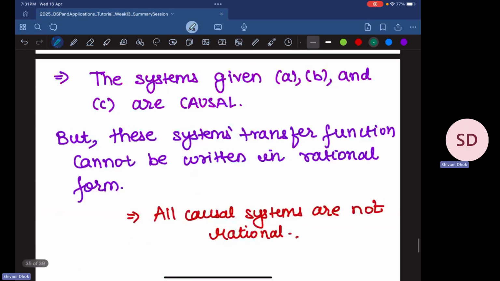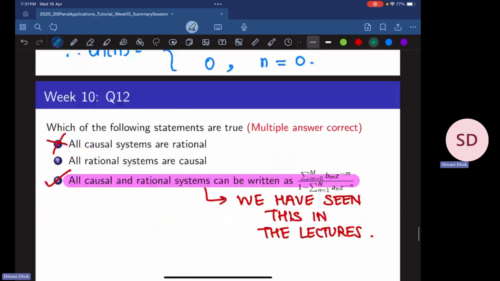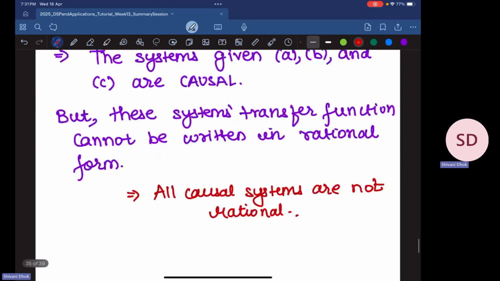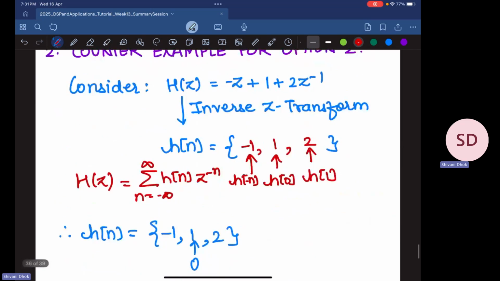Okay. So this means that the second option that is given to us is also wrong. All rational systems may not be causal. We just saw a counter example. Is it clear at this point? Any questions? Any other questions that you want me to solve in this course?